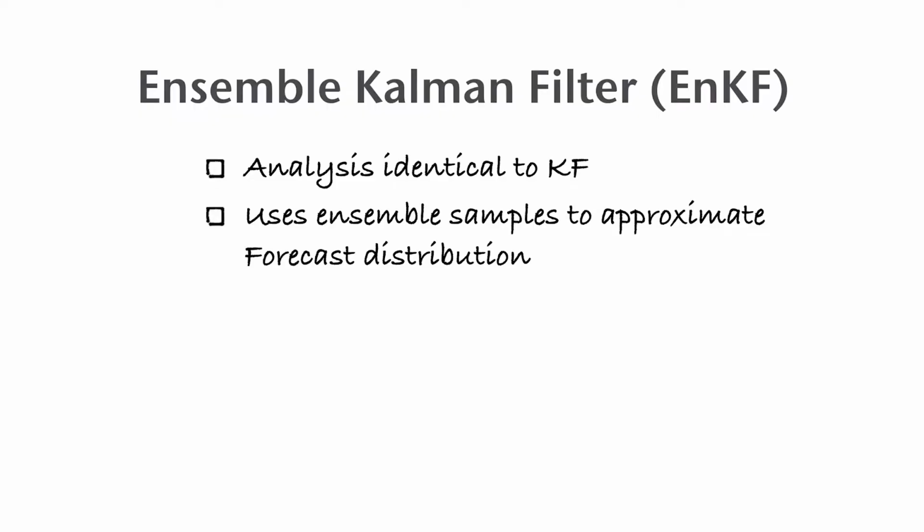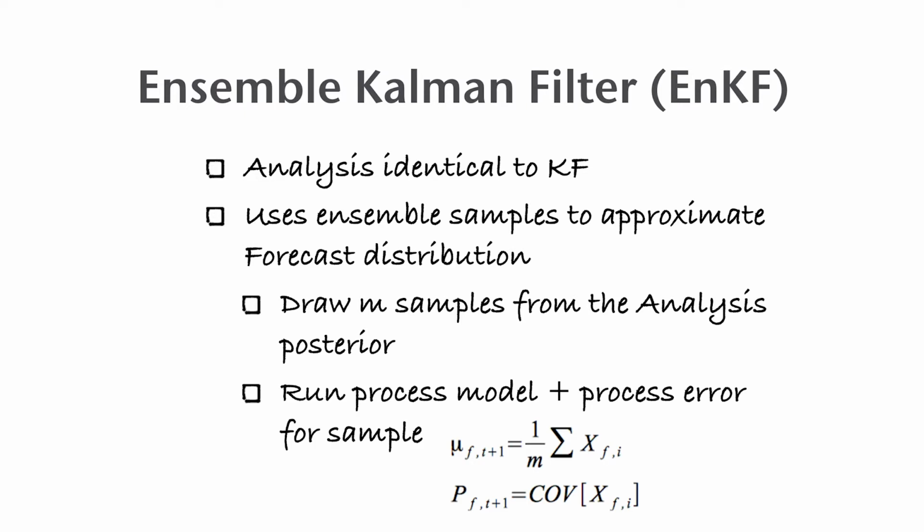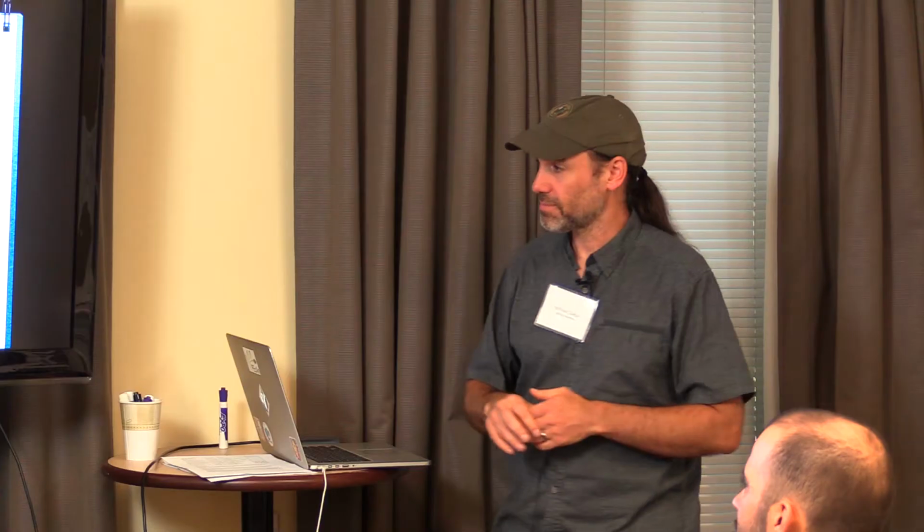But we're going to do the error propagation using an ensemble-based approach. So specifically, we're going to draw some number of samples from the analysis posterior, and then we're going to run the process model forward with whatever process error is in that model, you need to add to that model. And so what we get out is an ensemble of M forecasts.